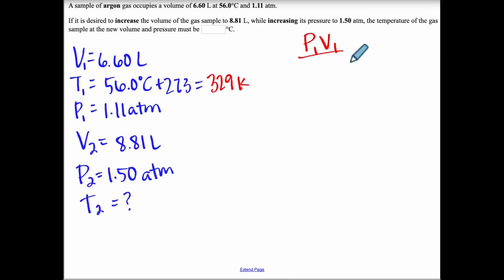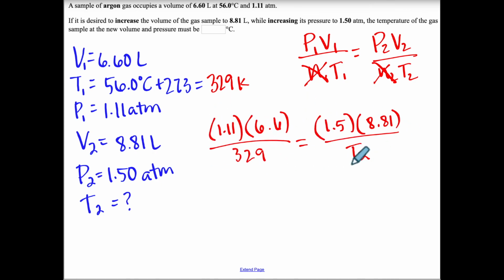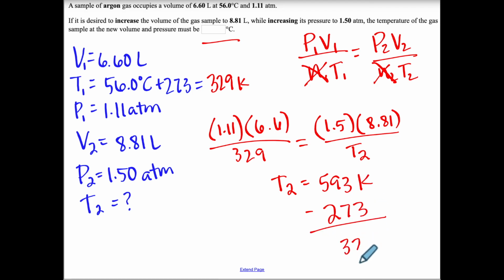We're going to use the combined gas law. We don't have any moles, so we're going to cross out the moles, but then everything else we're going to plug in. And then we solve for T2, and we get 593 Kelvin. But our answer wants Celsius, so we have to subtract 273 from the temperature in Kelvin, and we get 320 degrees Celsius.